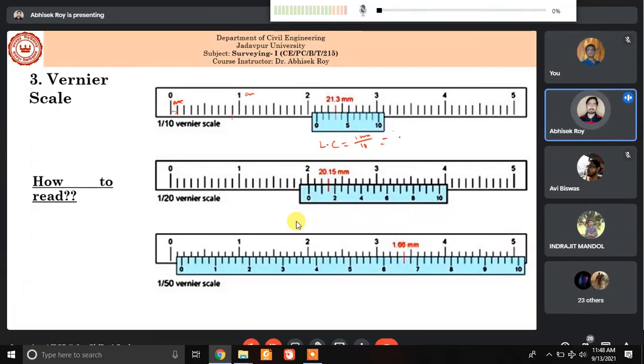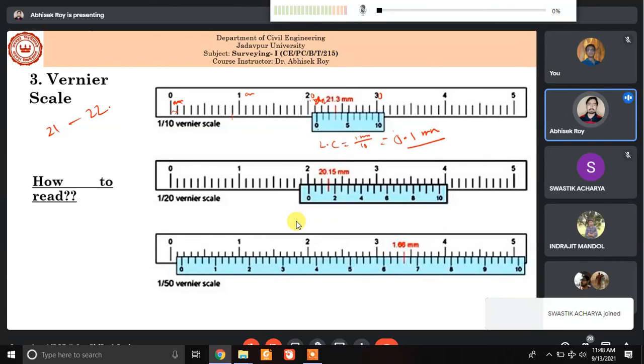So 1 millimeter divided by 10, that means 0.1 millimeter is the least count. Okay. Now how will we do it? Check this 0, it is an index or indicator. This 0 indicates that in the main scale it has crossed this point, but it has not reached this point. That means it has already crossed 2 centimeter 1 millimeter, or I can say 21 millimeter, because this is 20 millimeter, this is 30 millimeter. So this is 21 millimeter, this is 22 millimeter. So the reading is in between 21 and 22. Is it clear?